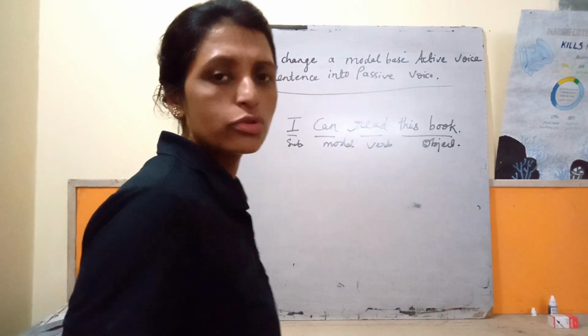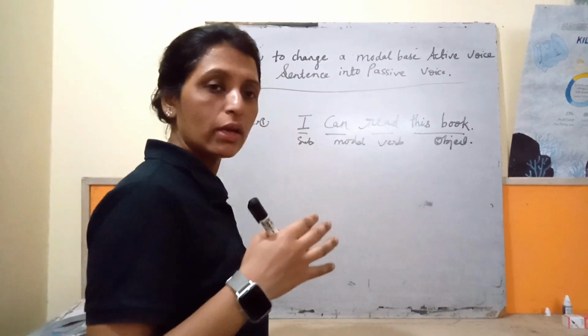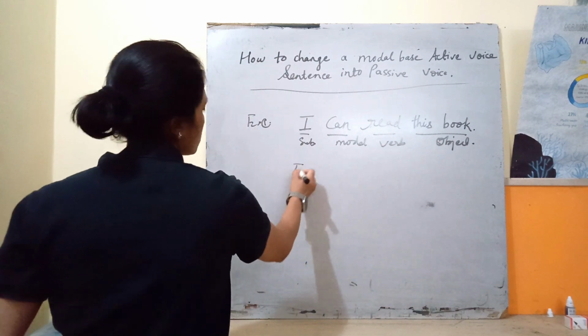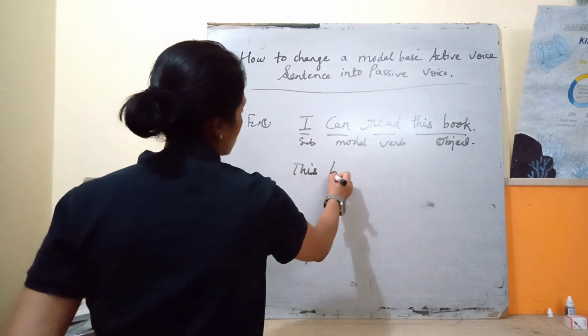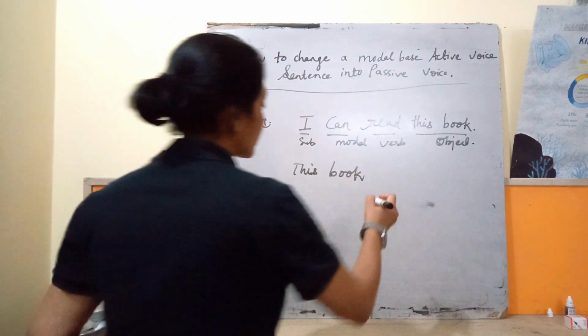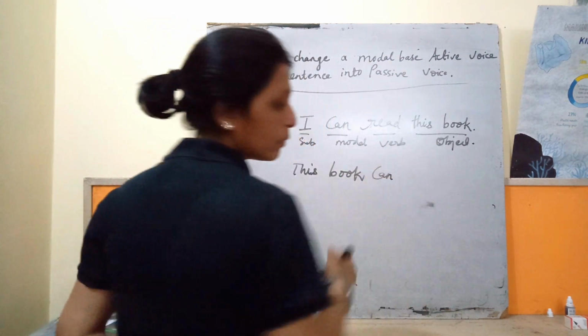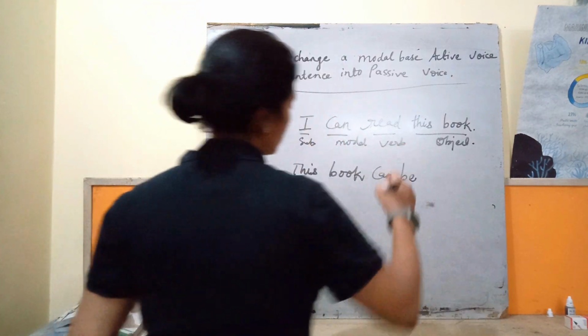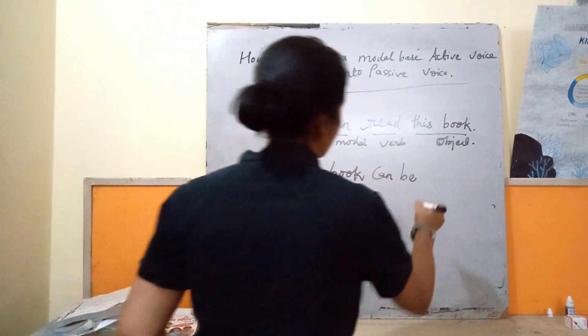Now I have to change it into passive voice. So how will I do this? See, this object will come first here. So, this book. The modal can will be there, but you have to add be there. This book can be read.